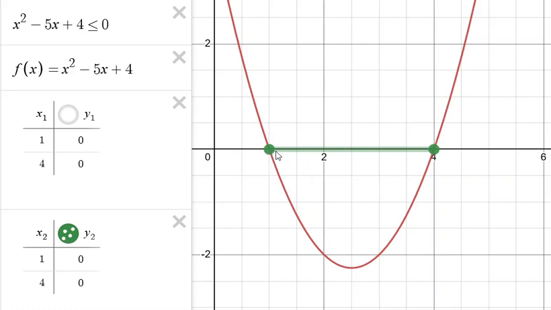If I were to write this as an interval, I would write open square bracket, then 1, comma, 4, and then close square bracket. And that would be the interval. That's the interval of x values between 1 and 4, including 1 and 4, all right? Okay, so let's think about another example.